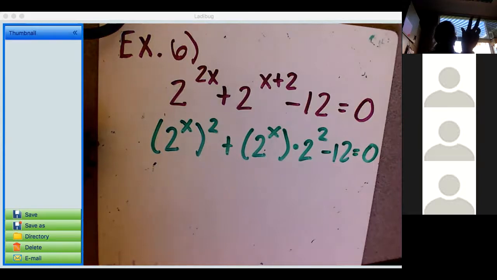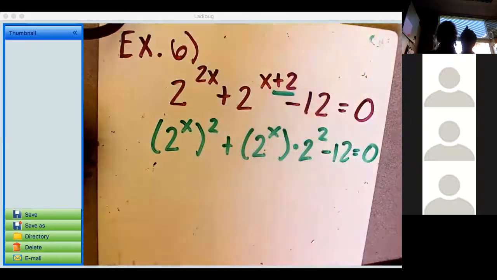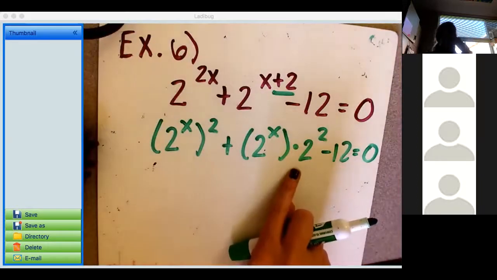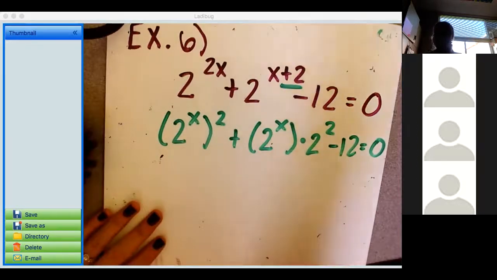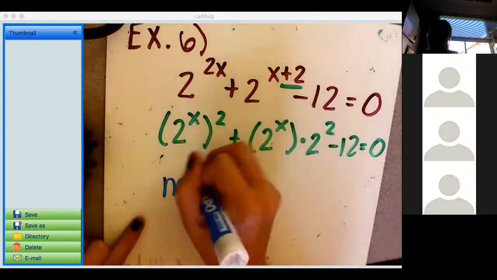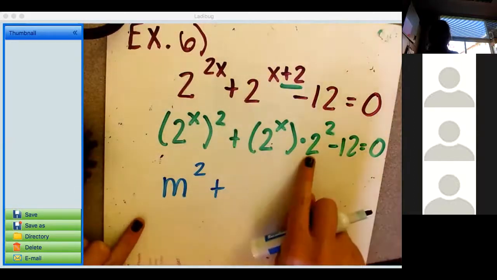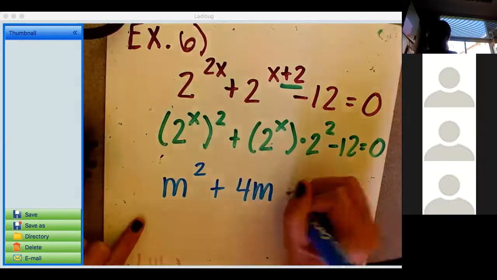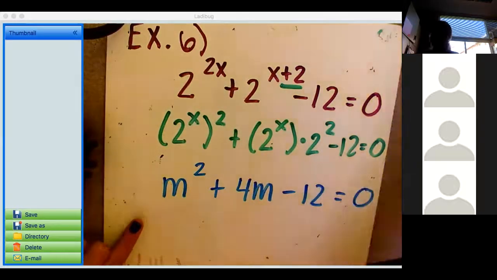Are you guys okay with how I rewrote this? Do I need to explain anything? Remember, if you're adding that squared exponent, that means we were multiplying the 2 bases, right? That's the only part that y'all usually get confused on. All right, Daniel, pick a letter. M. I'm going to put in m instead of 2 to the x. And what's 2 squared right here? So this is going to be 4m minus 12 equals 0.